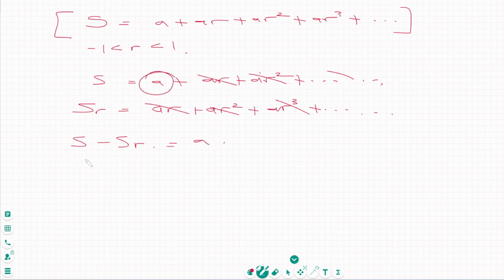And then all we've got to do is factorize the s outside. We get s times 1 minus r equals a. The sum of this sequence is equal to a over 1 minus r.